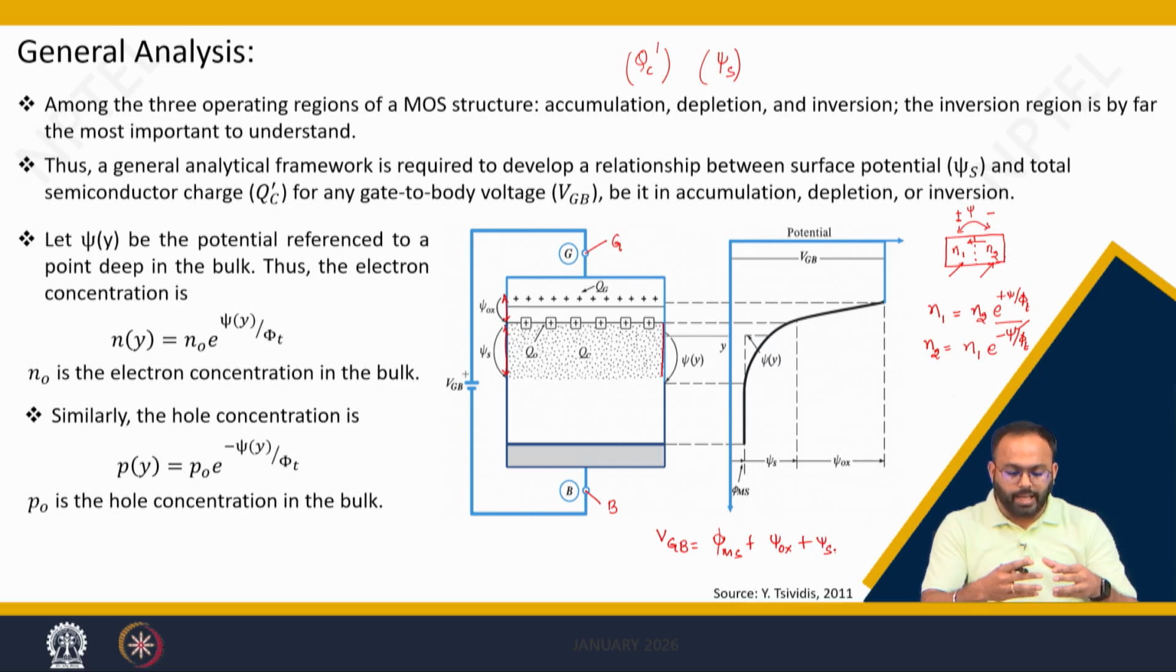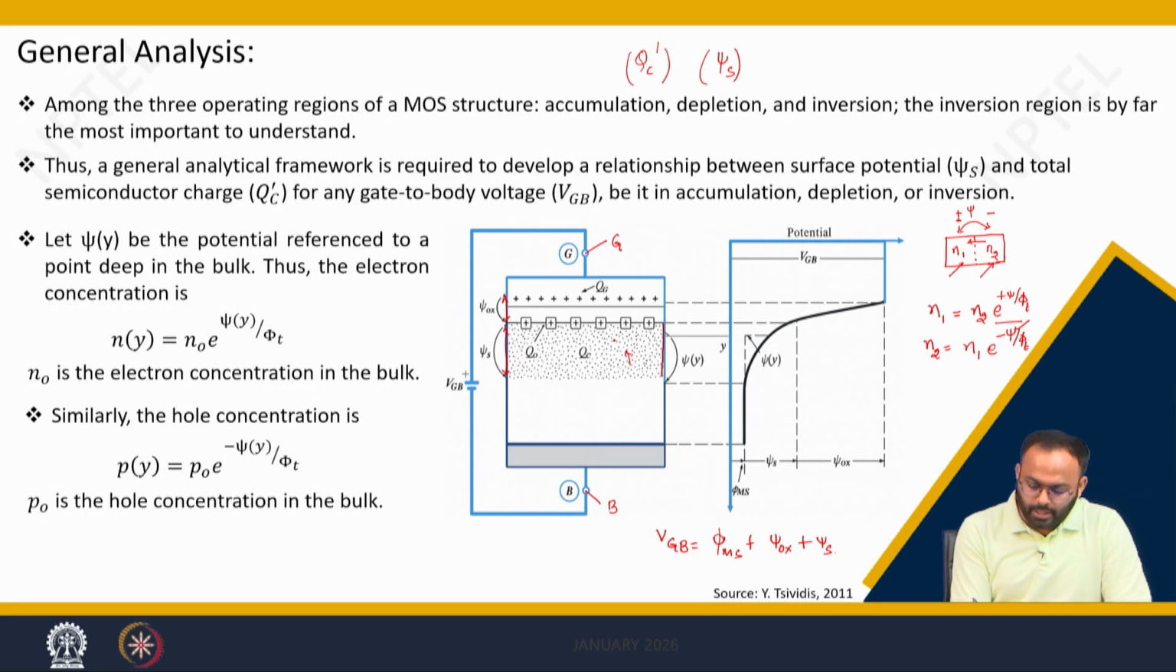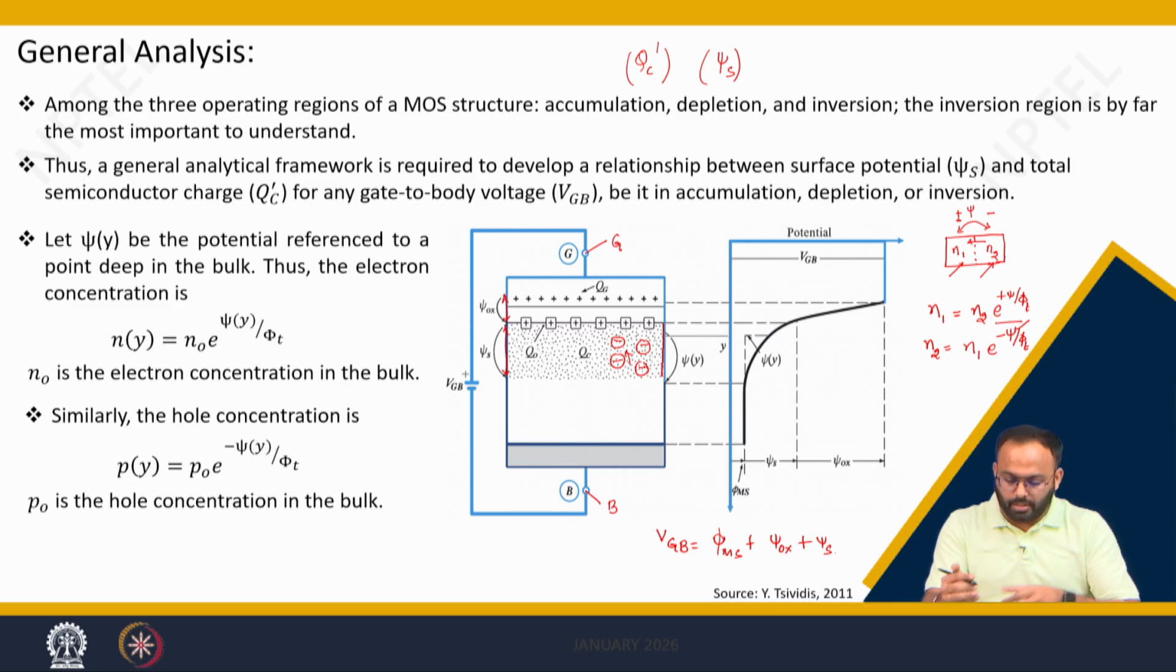Now, you take it like this: if you are applying a positive voltage in the gate, then this positive charge requires a negative charge in the surface, right? Then there will be a depletion region and there will be an inversion region. Will the depletion region expand, go below to the body?